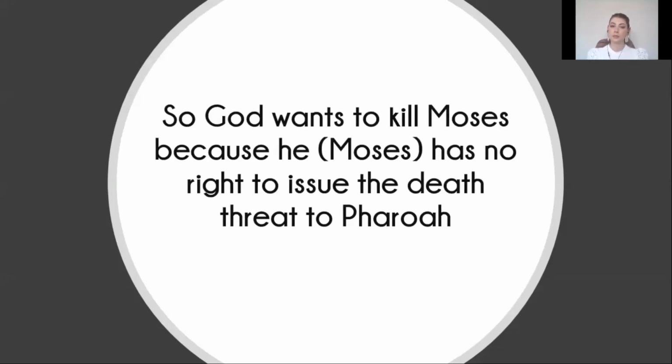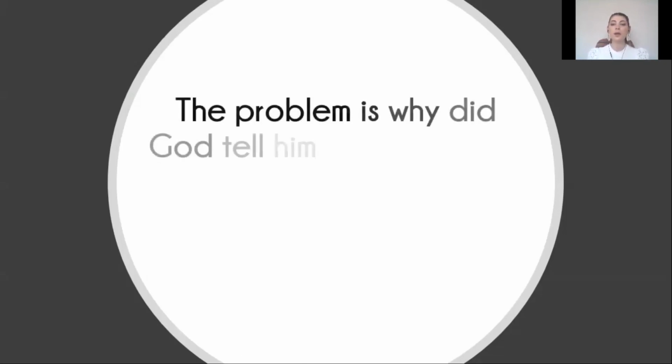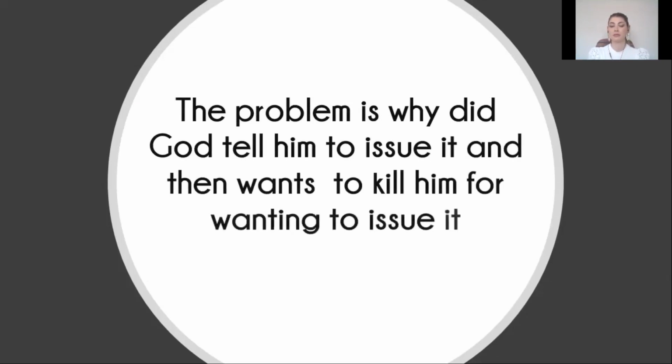So God wants to kill Moses because Moses has no right to issue the death threat also to Pharaoh. Okay, why not? God has chosen him. God has appointed him. Why, even after that, does Moses not have the authority in God's kingdom to go and issue this death threat? The problem is, why did God tell him to issue it and then wants to kill him for wanting to issue it? You know, and you sort of think like, what is going on? God appoints this man and he puts him in this authority and he tells him, you need to go do this. And then God tries to kill him. Why does God do that?